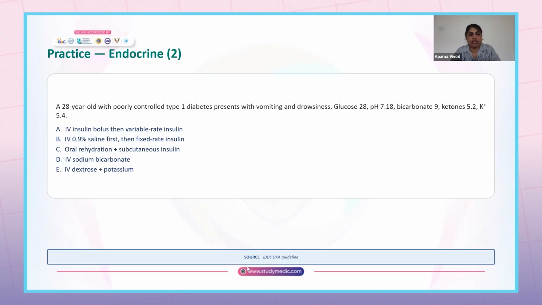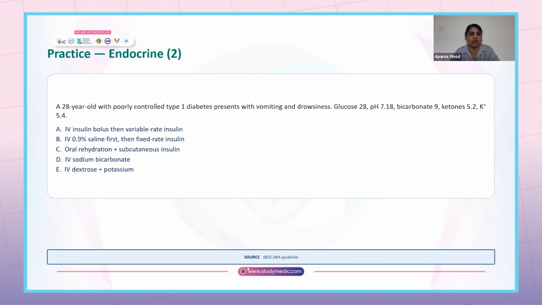Another practice question. A 28-year-old with poorly controlled type 1 diabetes presents with vomiting and drowsiness. Okay, the glucose is 28, pH is only 7.18, bicarbonate is 9, ketone is 5.2, and potassium is 5.4. So what do you think this emergency is? So as soon as you see type 1 diabetes, it's quite clear, there is acidosis, ketones are raised, and the glucose is raised as well, so it could be diabetic ketoacidosis.